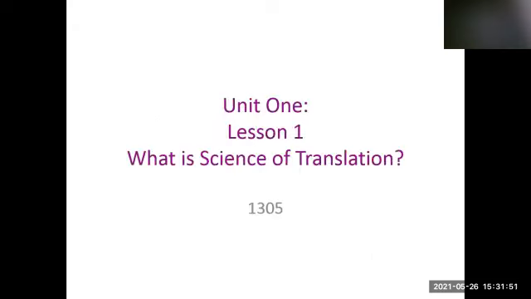So this is lesson 1 from unit 1. And you can see the title. This is very direct. What is science of translation? What do we mean by this? Let's define together. We need some definitions. Definitions help.